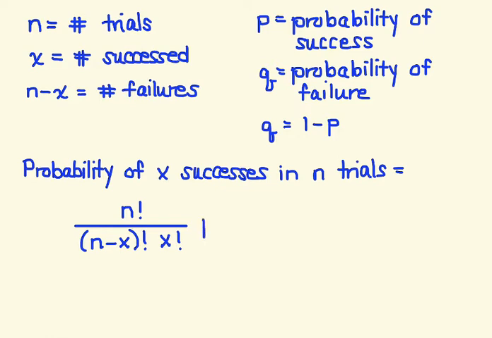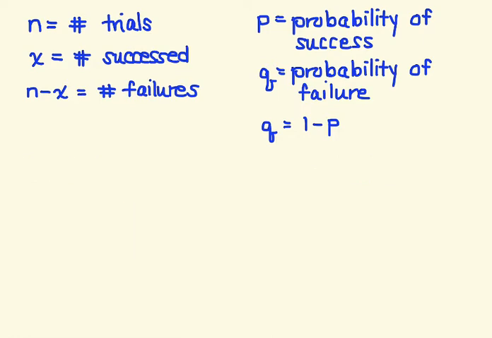times p raised to the x times q raised to the n minus x. This formula gives us the probability of x successes in n trials. I'm going to grab this formula and we're going to use it in the next slide in an example. So let me copy this.